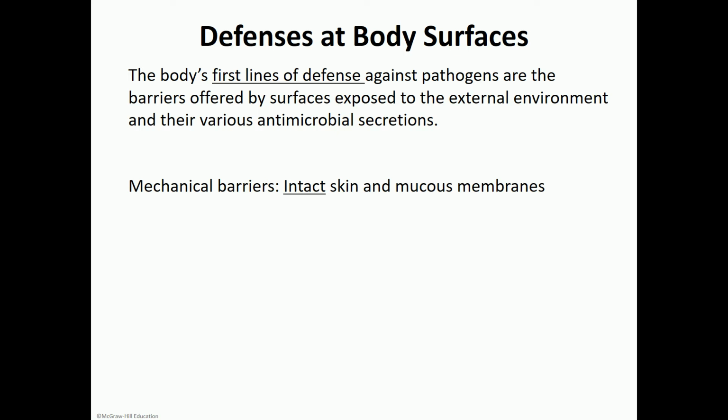Other barriers, for example, could be chemical barriers, like the tears of the eyes or the hydrochloric acid in the gastric juice. We also have different enzymes in our sweat. All of these are different examples of chemical barriers.